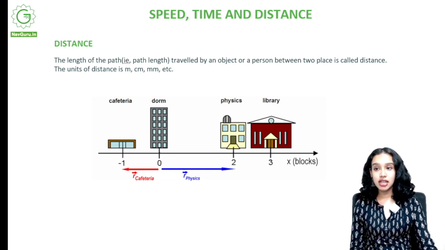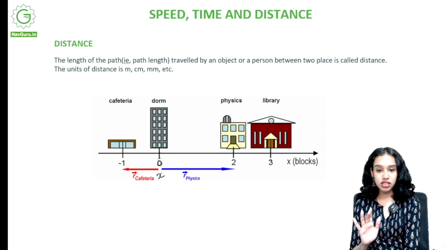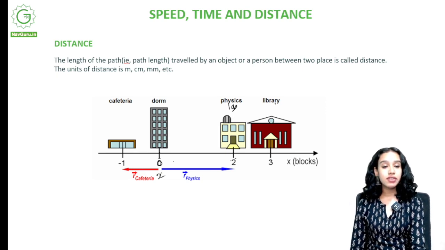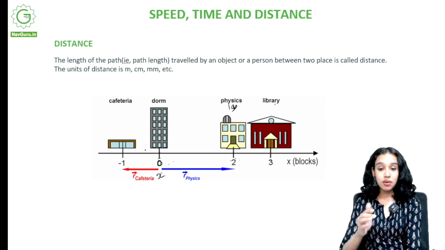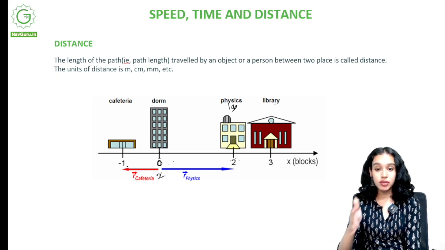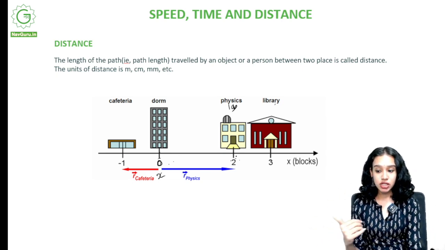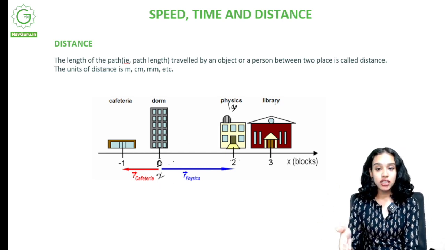Now here we could see an example. This is the x-axis, and we have a dorm room at x equal to 0. Two units apart we have the physics lab, and then we have a library at 3 units away from the dorm room. Now, what is -1? Minus indicates it's on the opposite side. This is the positive side and this is the negative side. So minus indicates that it is in the opposite direction, and when we travel 1 unit in the opposite direction, we reach the cafeteria.